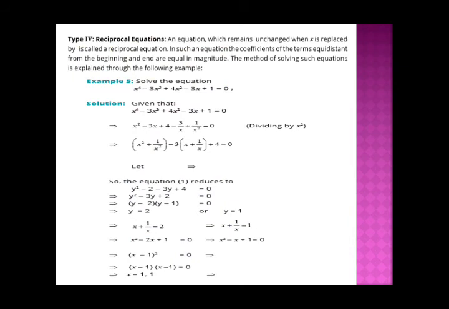Okay students, this is the last example for today. Hope you understand and try to solve each example. It is very important for the exercise work.